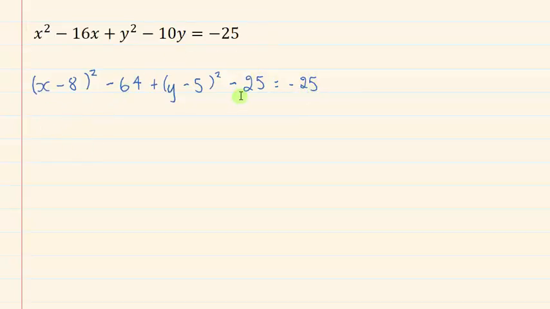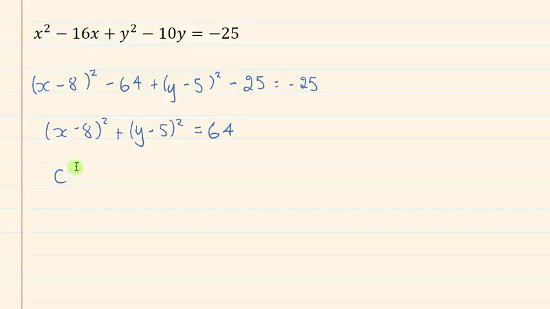We'll now collect the number terms together and add them to the right hand side, so that will leave x minus 8 all squared plus y minus 5 all squared. So I notice here if I add 25 to both sides it'll cancel that. That'll just mean adding 64 to both sides, which will leave 64 here.